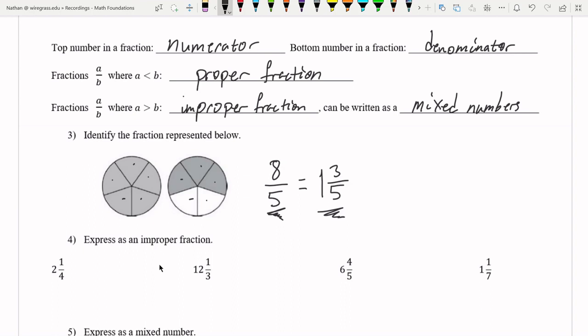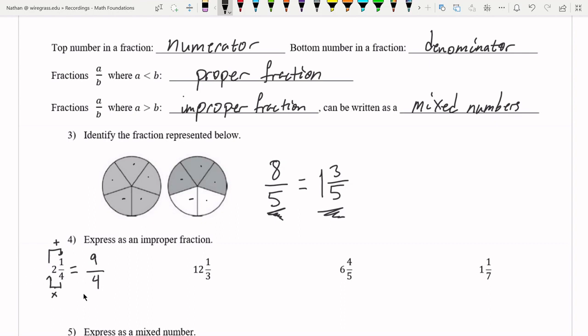Okay, express them as an improper fraction. To show a mixed number as an improper fraction, the algorithm is really easy. The algorithm is just the steps that we're going to take. We're going to take the denominator, multiply it by the whole number, and then add that onto the numerator. When I do that, I have 4 times 2 is 8, and then 8 plus 1 is 9. So 9/4 is the improper fraction version of 2 and 1/4.